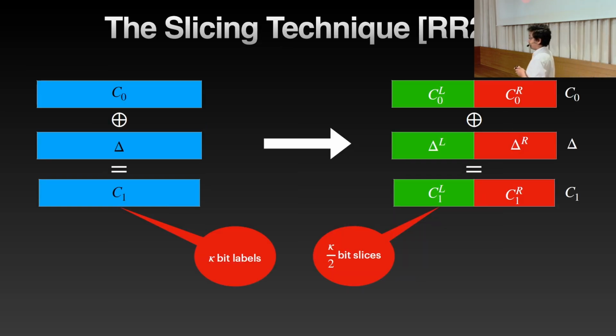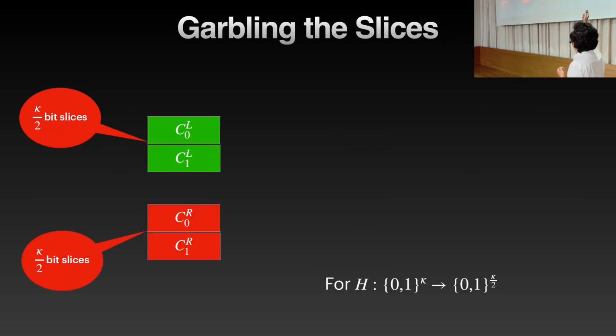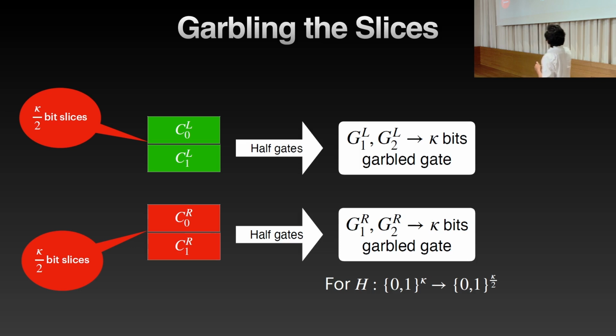The 3/2 technique introduced by Rosulek and Roy essentially says, how about we slice these labels and use these slices separately? Can we do something better? Again, this is a reviewed observation. The way they do it is a bit different, but you can see it this way, where you have kappa bit labels, you slice them, you have kappa by 2 bit slices. Now, can I just use these kappa by 2 bit slices and run the half-gate scheme twice to get the kappa bits garbled gate and then retrieve the entire label in the end?